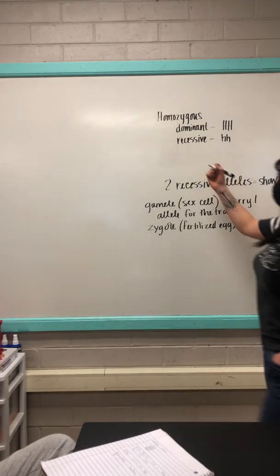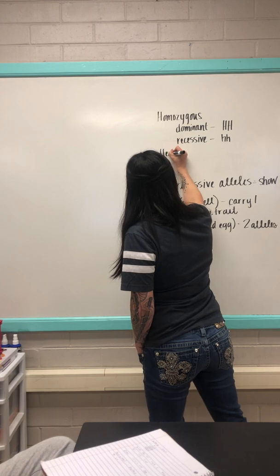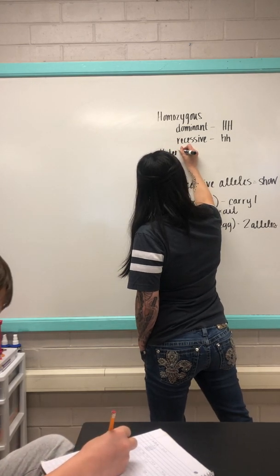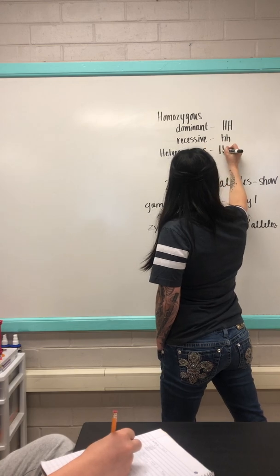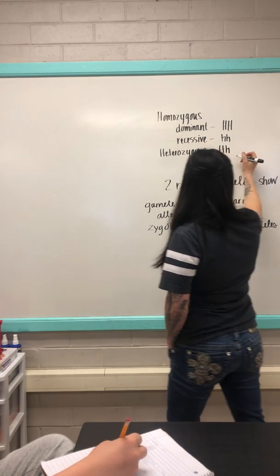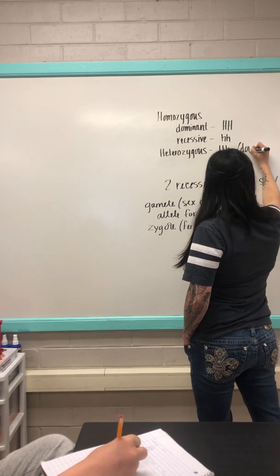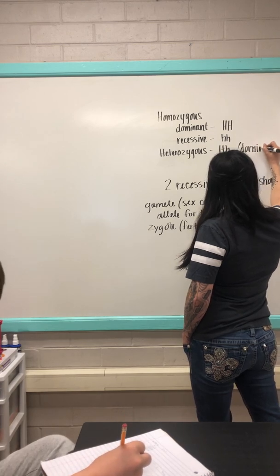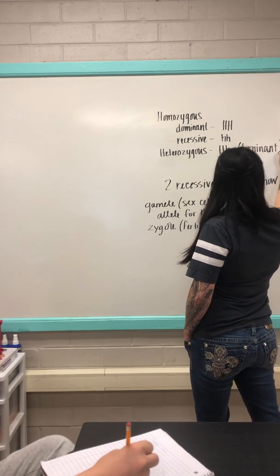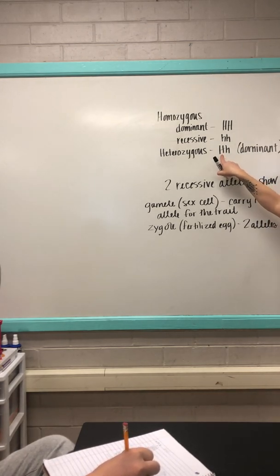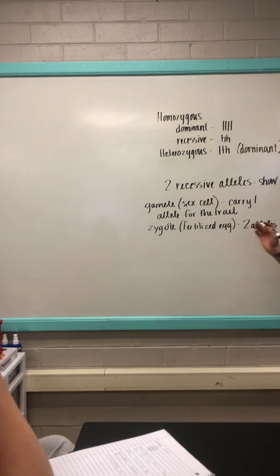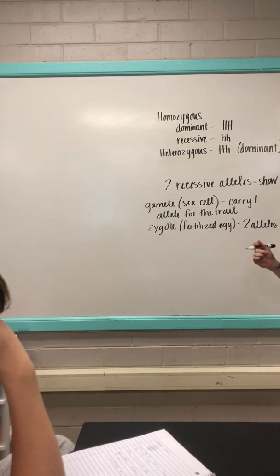Okay, and then we have heterozygous. That's a big H, little h. That is still heterozygous dominant because it has a dominant trait in it. You can't have a heterozygous recessive because it's got a dominant trait in it, so it has to be dominant. So heterozygous is always dominant. Homozygous can be dominant or recessive.